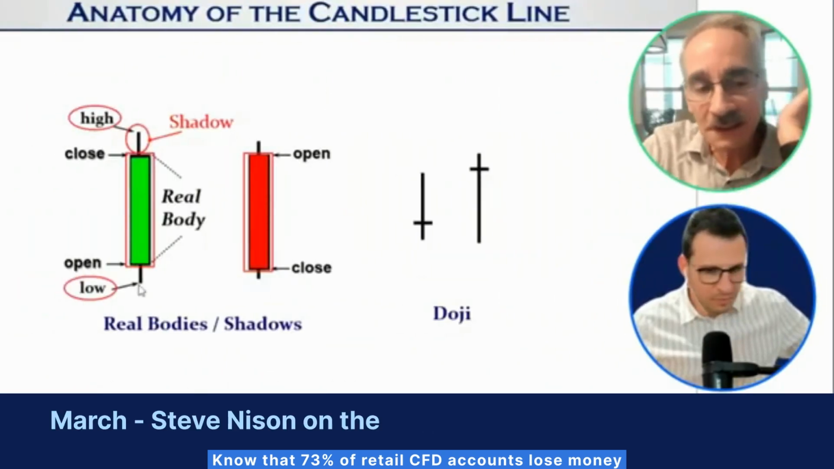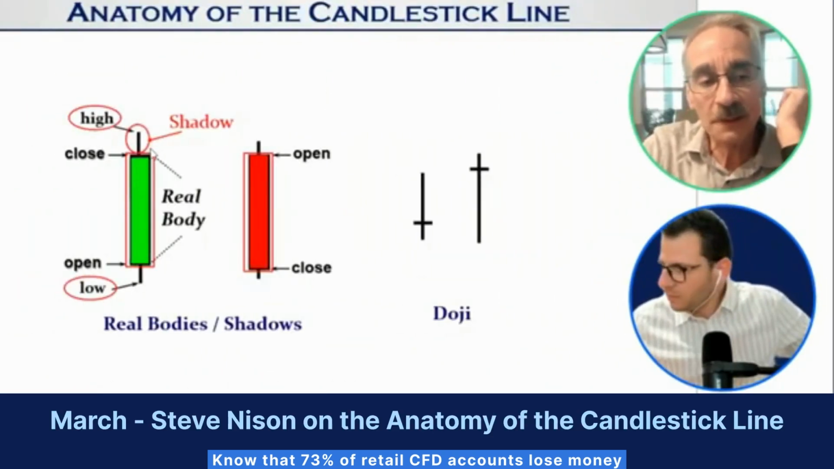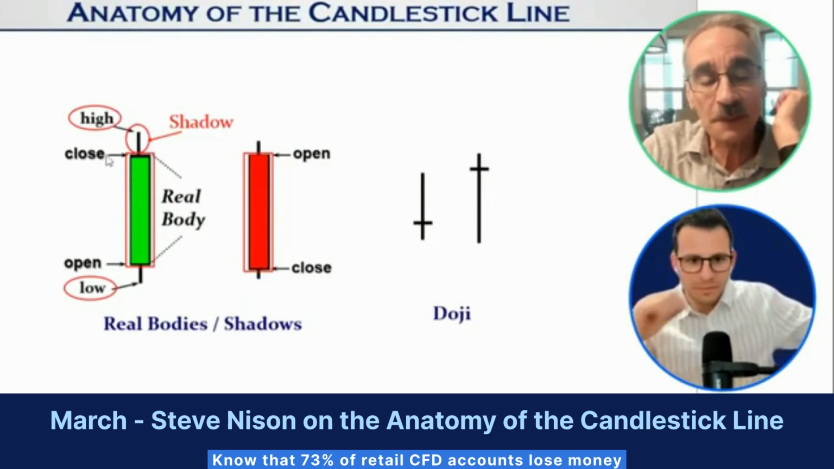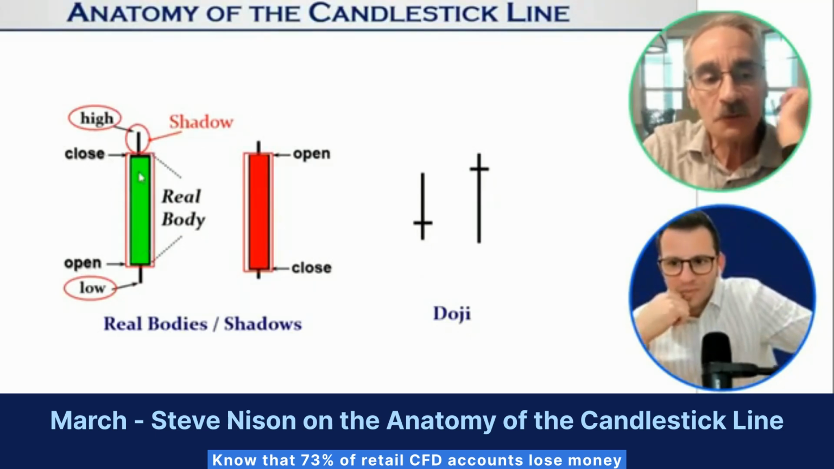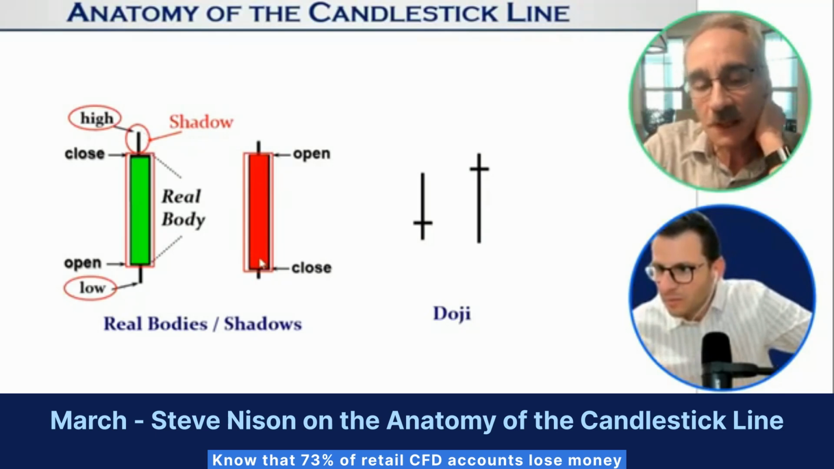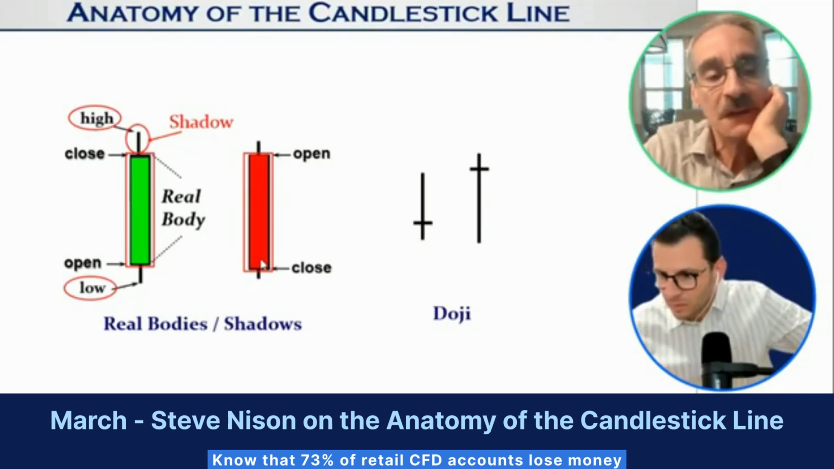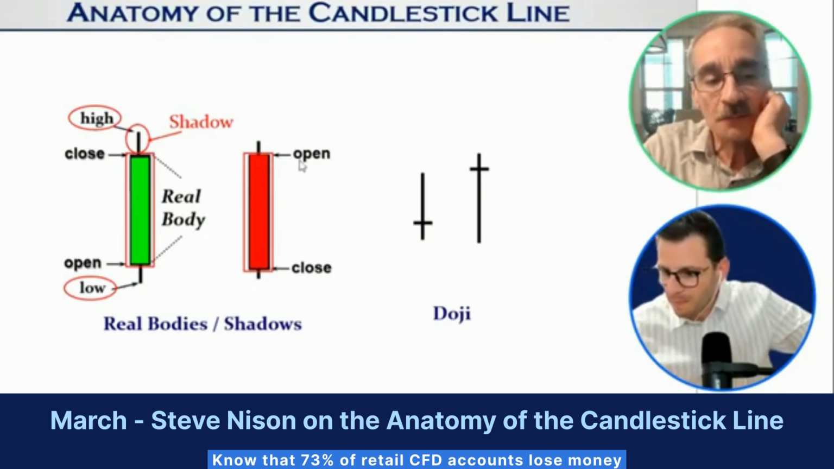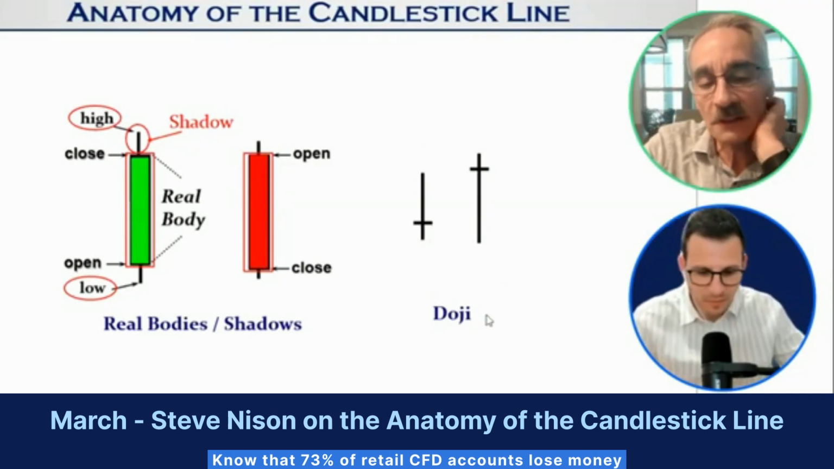So, just very quickly, the real body's relationship between the opening and closing. If it closes higher than the opening, it's an empty or green real body. The top of the upper line is the upper shadow, the high of the session, and the low of the session. The opposite with a red real body. I know I'm going through this very quickly. And a doji is when the opening and closing are the same.